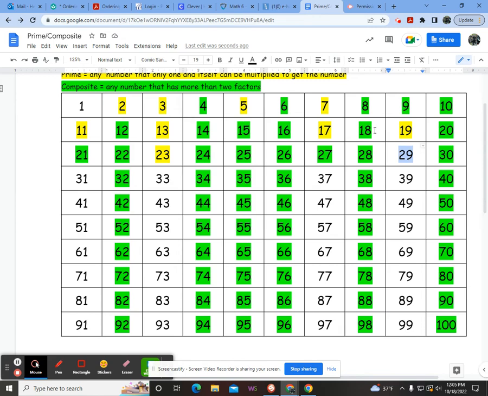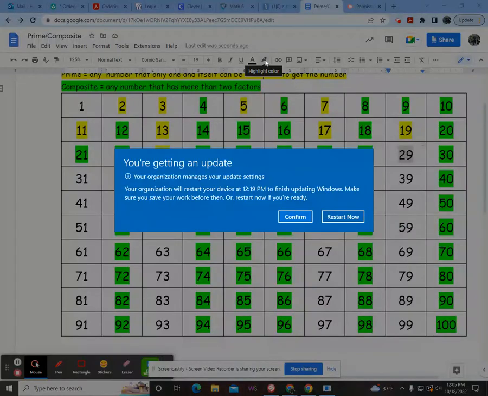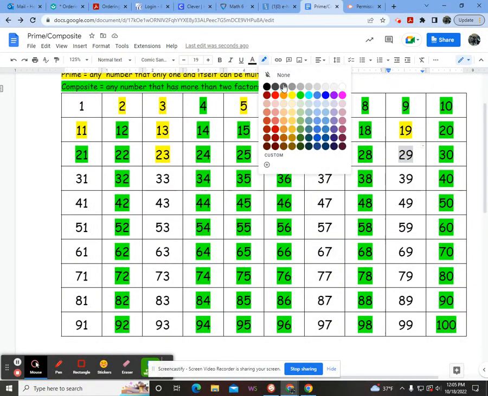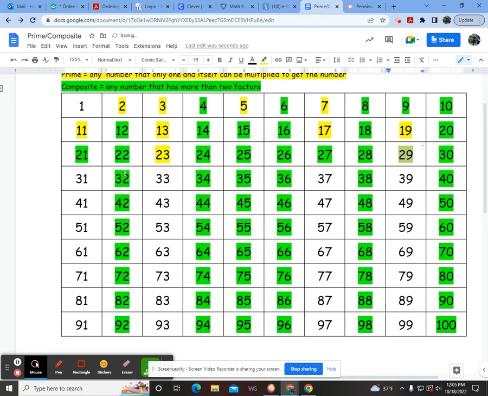29. Got a 50-50 chance. 29. What do we think? Yes. Okay, so in our 20s, we only have 23 and 29.